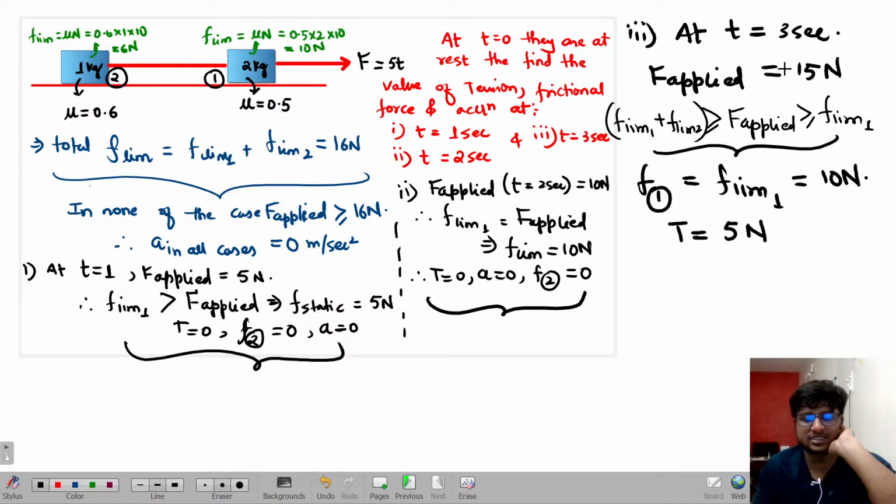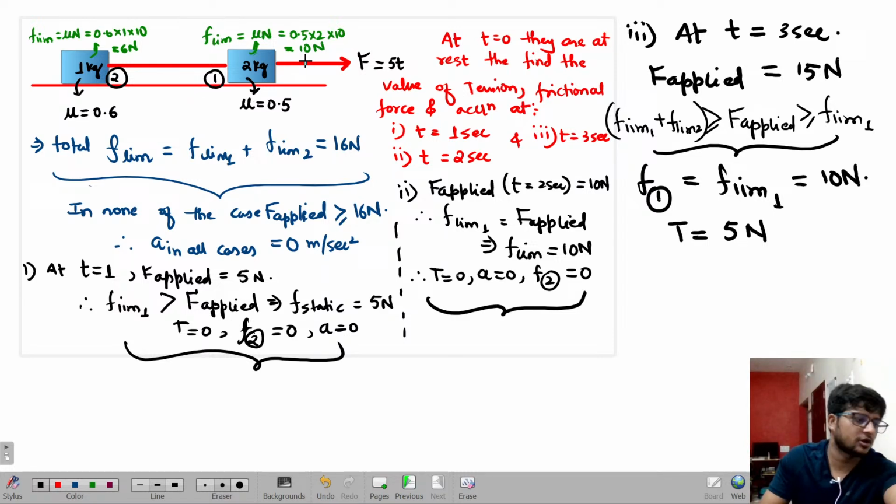At t equal to 3 seconds, I applied 15 Newton, which is more than 10 Newton, but not more than the combined 16 Newton. Is that clear or not? So what will happen? The friction on the 2 kg cannot be more than 10 Newton. Got it or not? The maximum value of static friction force will be 10 Newton. So what will it do? It will adjust with 10 Newton.